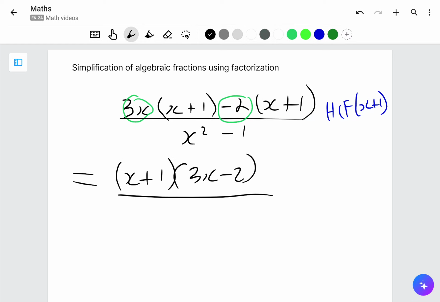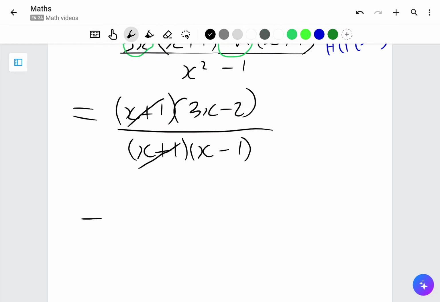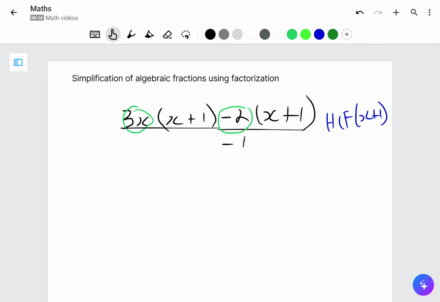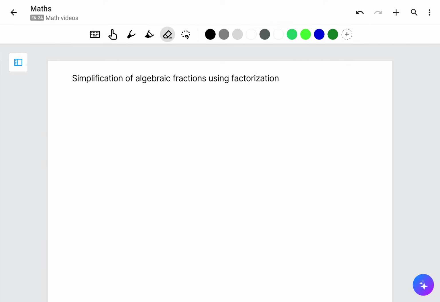Okay, and what do we have? If we look at the denominator, we can see we have a difference of 2 squares, right? So this would be x plus 1, x minus 1. And we can again see that these two will cancel, leaving me with 3x minus 2 over x minus 1 as an answer. Okay, here we go. Let's have a look at another one.